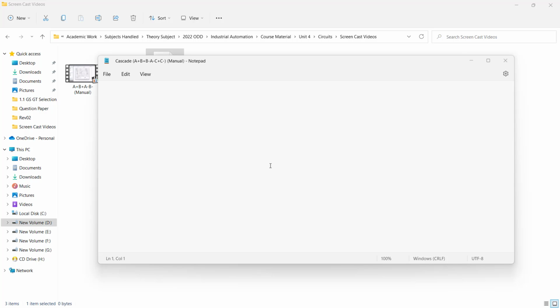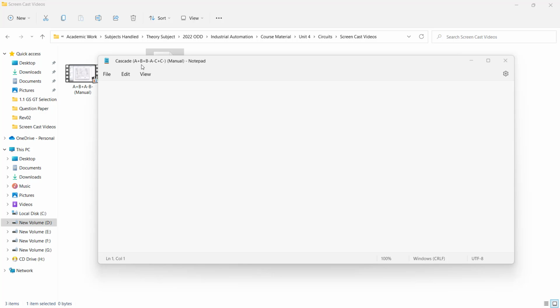Today we are going to discuss another cascade circuit for the three-cylinder sequence. Earlier we discussed the cascade circuit for the two-cylinder sequence for the application of drill. So we have a third cylinder. That third cylinder is used to eject the workpiece from the workstation. So A plus is the A cylinder going to extend to clamp the workpiece.